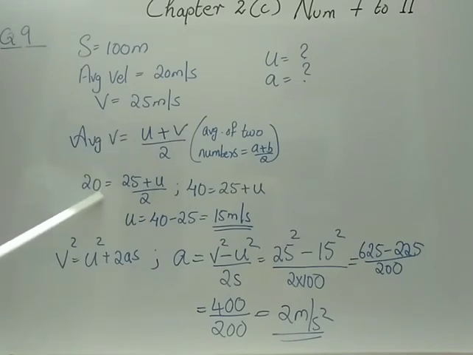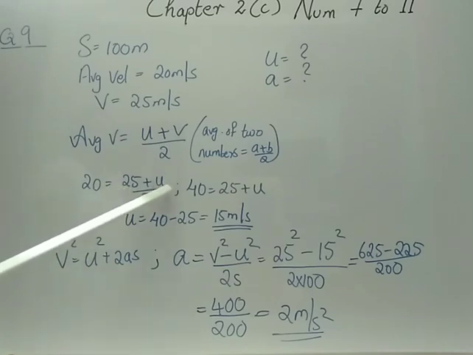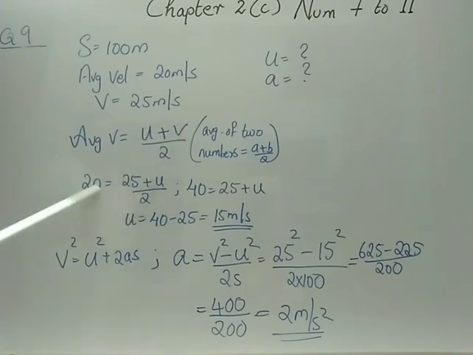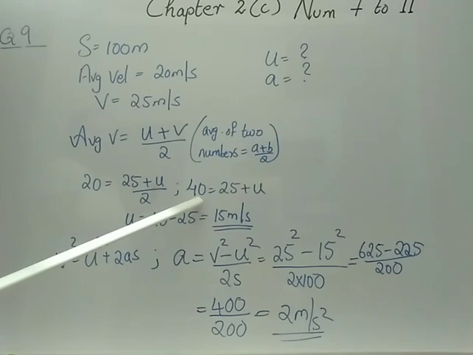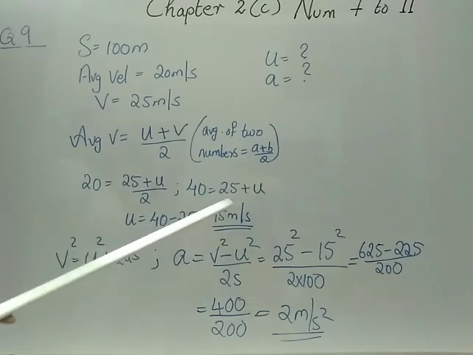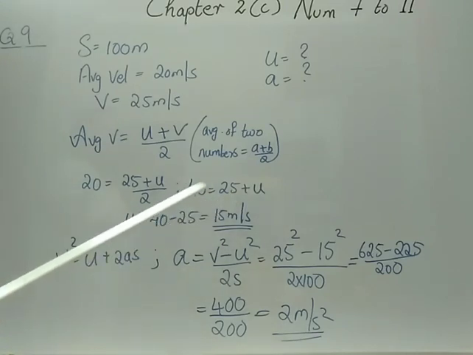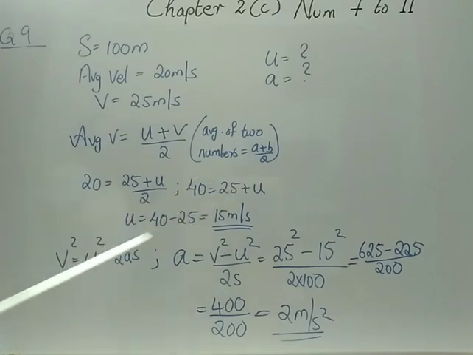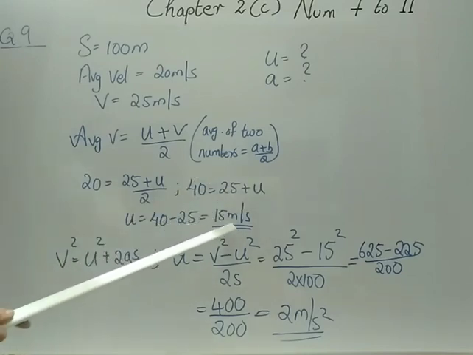So here we already have average velocity given as 20 and final velocity given as 25, plus u. V plus u or u plus v, both are the same, by 2. Cross multiply, 20 into 2, 40 is equal to 25 plus u. Positive 25 to the LHS side will become negative 25. So u is equal to 40 minus 25, you will get 15 meter per second. So we got the initial velocity, 15 meter per second.